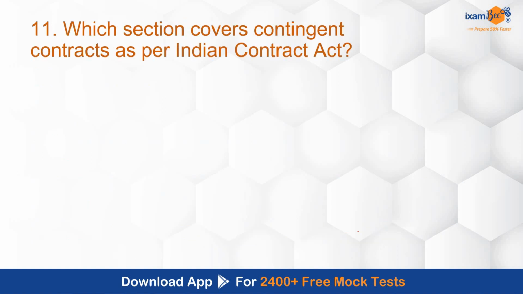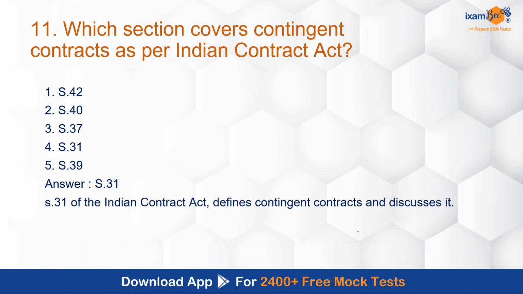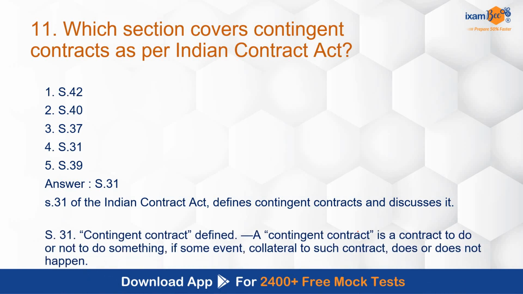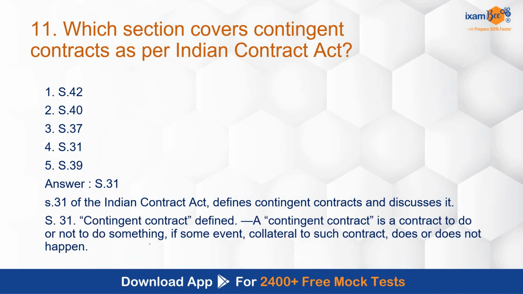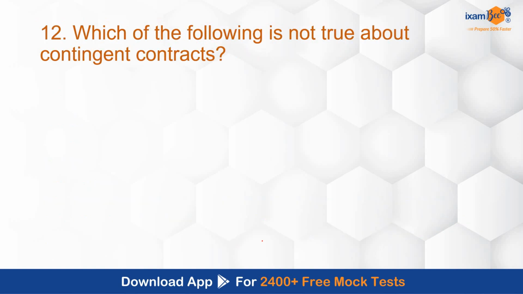Question number 11. Which section covers contingent contracts as per the Indian Contract Act? Section 42, Section 40, Section 37, 31, 39. The correct answer here is Section number 31. Section 31 of the Indian Contract Act defines contingent contracts. A contingent contract is a contract to do or not to do something if some event collateral to such contract does or does not happen.